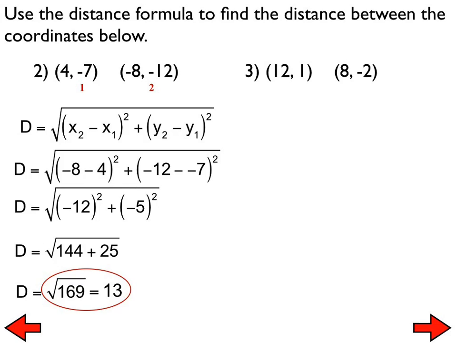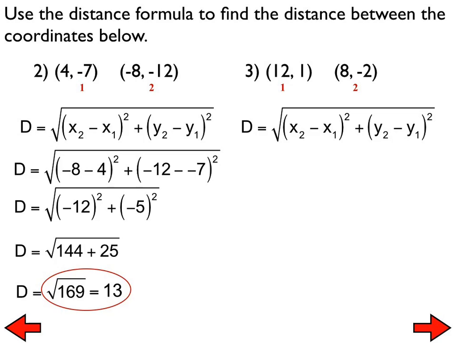Now the same rules apply if we end up with something that's not a perfect square, in other words, something that's irrational. We need to simplify the radical. All right, using the distance formula, substituting 8 for x2 and 12 for x1 and -2 for y2 and 1 for y1, we end up with this.